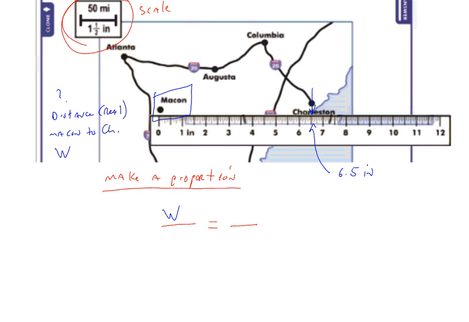All right, before I finish this left-hand side then, what will be the units of our final answer? In other words, the distance from Macon to Charleston would be in what kind of units? Say it if you know it. I'm going to put them there just to help me keep track of things. Miles.